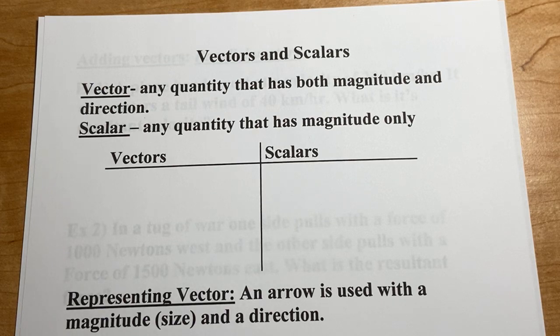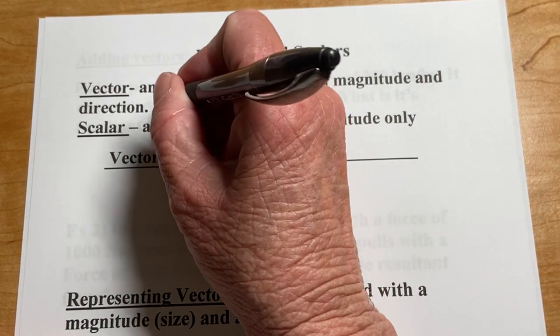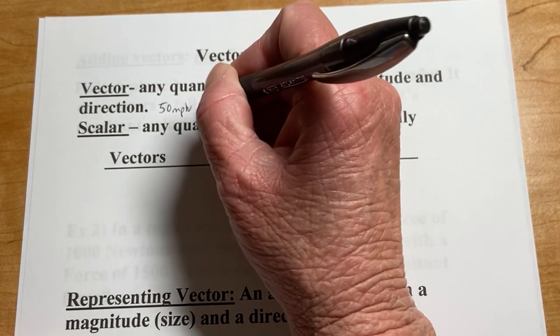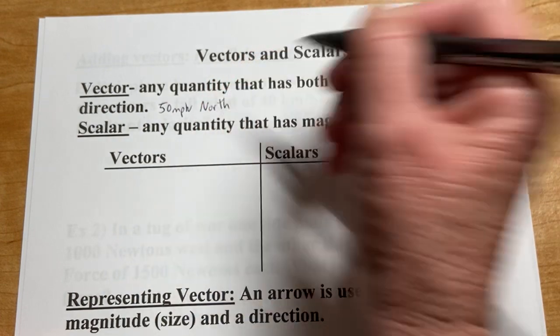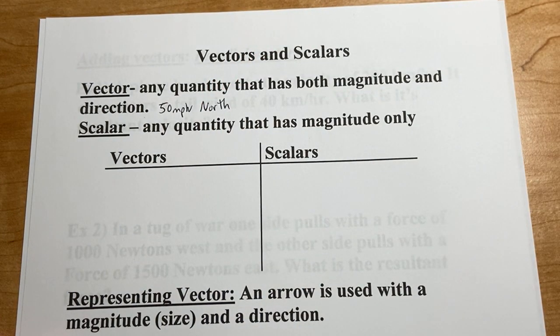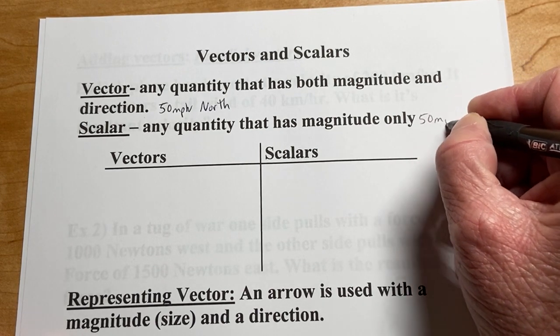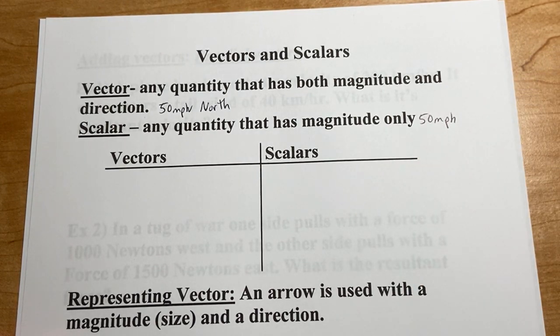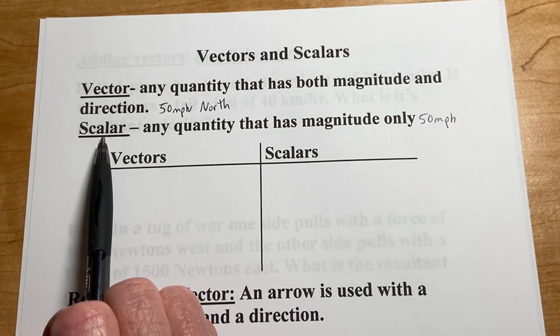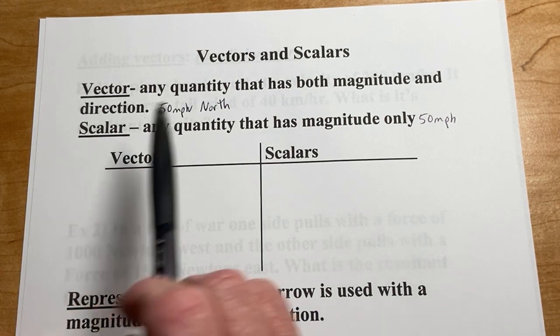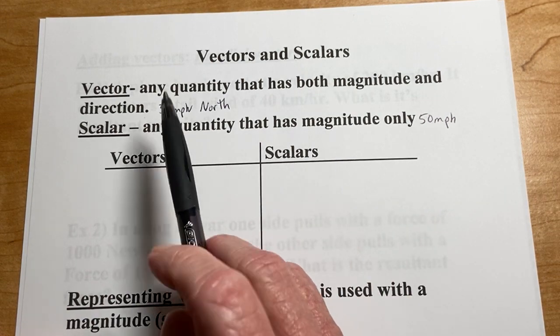Oh, let's talk about driving. If you are going 50 miles per hour north, you have given yourself a vector. If you just say, how fast were you driving? I was just going 50 miles per hour. You didn't give me a vector because there's no direction. That just means a scalar. Magnitude just means how much, okay?